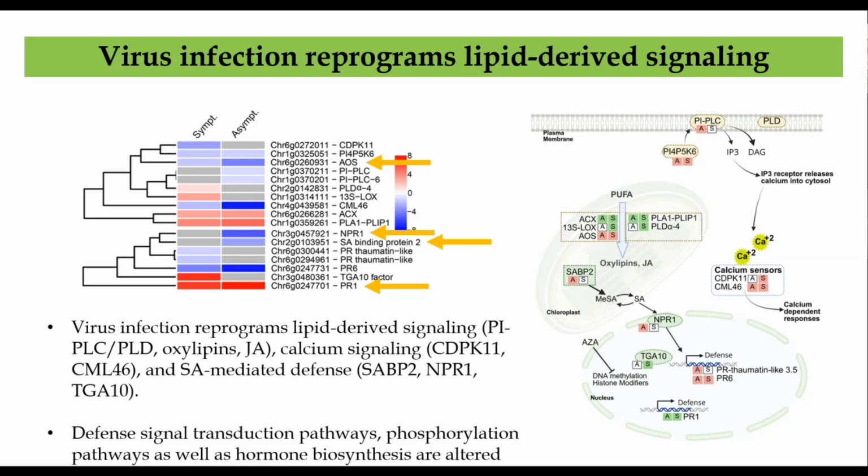We saw azelaic acid. We talked about azelaic acid that is related to DNA methylation and histone modifications. We also talked about PR genes, how they are getting targeted here. So overall, we see upon RRB infections, the signal transduction pathway is getting affected, a phosphorylation pathway is getting affected, and hormone biosynthesis is altered as well.